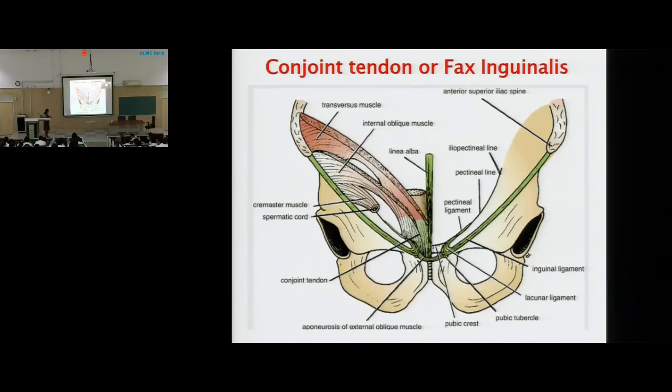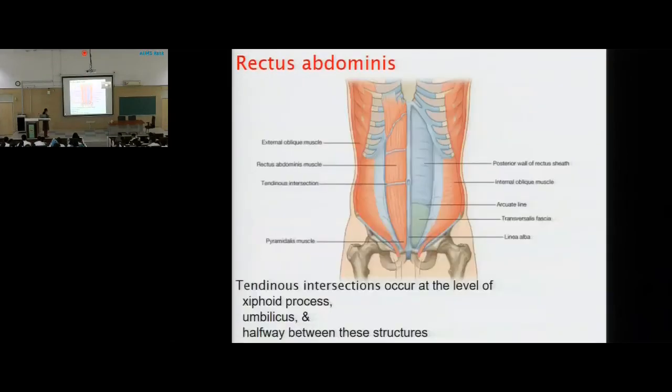Okay, so now you understand the conjoint tendon, and we have n number of ligaments around this area which are protecting. That is the reflected part of the inguinal ligament, pectineal ligament, lacunar ligament, just to protect this area. Clear? Then we'll come to rectus abdominis.